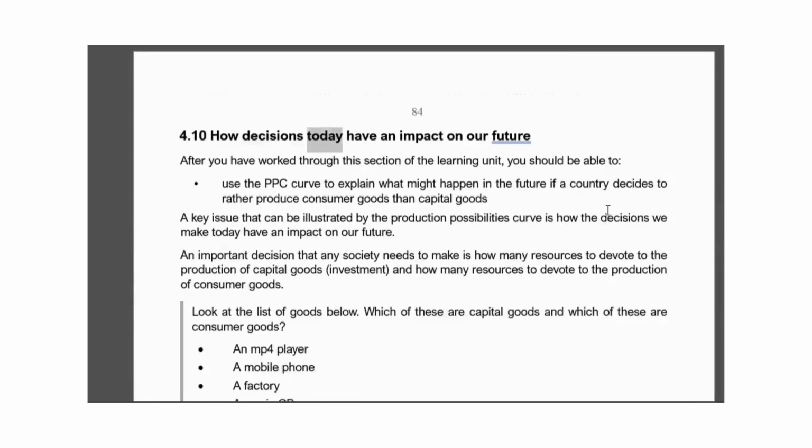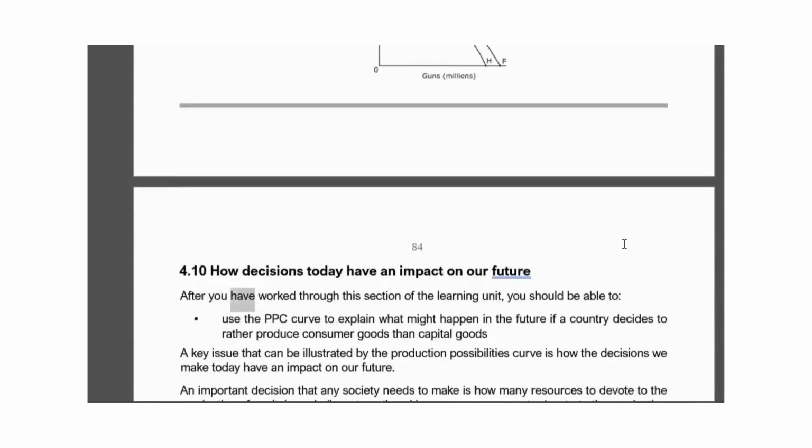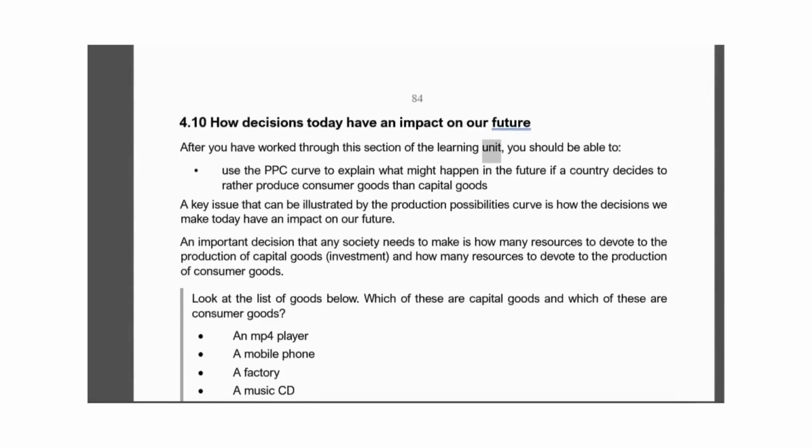4.10 How decisions today have an impact on our future. After you have worked through this section of the learning unit, you should be able to use the PPC curve to explain what might happen in the future if a country decides to rather produce consumer goods than capital goods. A key issue that can be illustrated by the production possibilities curve is how the decisions we make today have an impact on our future.